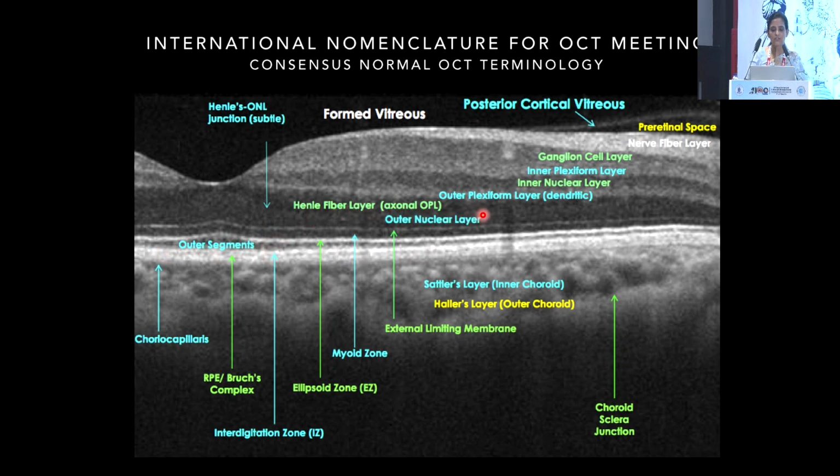Apart from that, the nuclear layers appear darker in color. So you see here the inner nuclear layer, the outer nuclear layer, these are the darker layers, and the lighter layers are the plexiform layers. The topmost is the nerve fiber layer and the internal limiting membrane. So most often we will be looking at the retinal pigment epithelium and the ellipsoid zone.